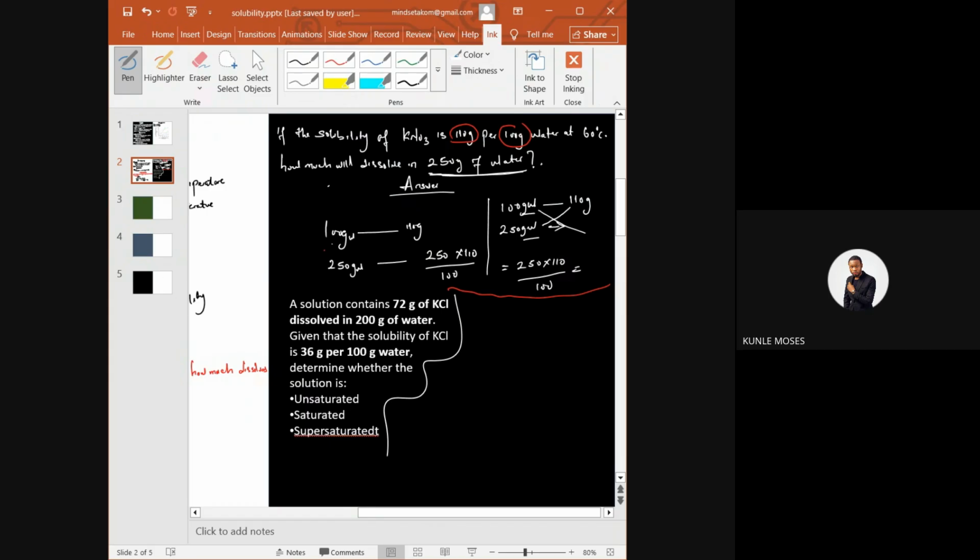Here, they said that the solubility of KCl is 36 grams per 100 grams of water, which simply means 100 grams of water will dissolve 36 grams of KCl, isn't it? So what will 200 grams of water dissolve? 200 grams of water will dissolve, like I said, you cross multiply: 200 times 36, everything divided by 100. So 200 divided by 100 is 2. 2 times 36 is 72 grams.